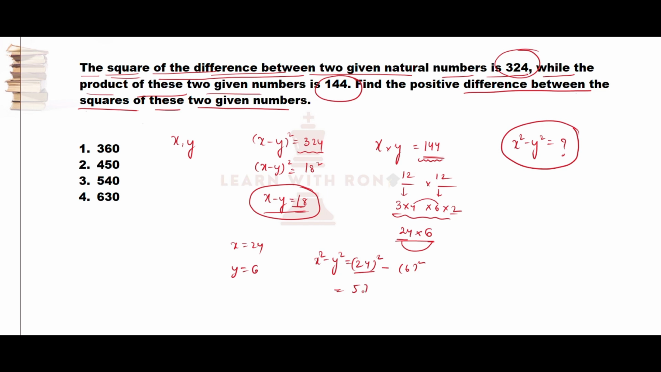24 whole square is 576. 6 square is 36. So, our answer is 540. Now, let us solve by the normal method.